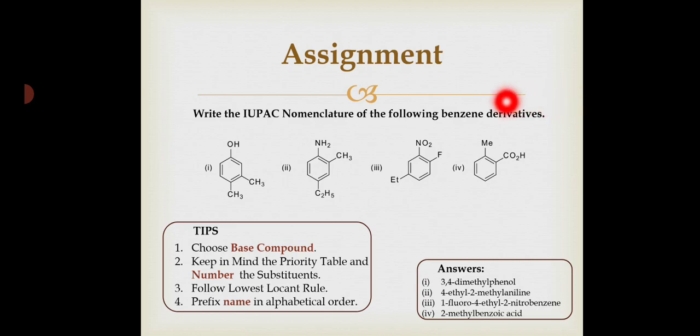Then what is the name of this compound? The base compound is benzene with a carboxylic acid, so the base compound is benzoic acid. And so the methyl group is substituted at the 2 position of the benzoic acid. So the name of this compound is 2-methyl benzoic acid.